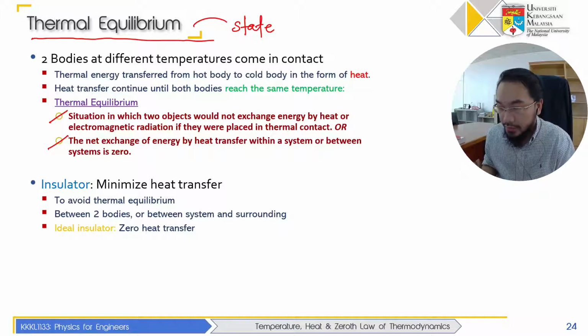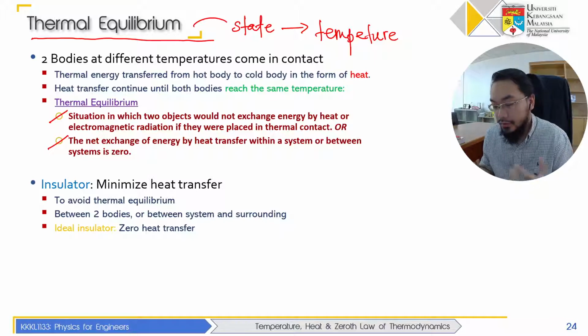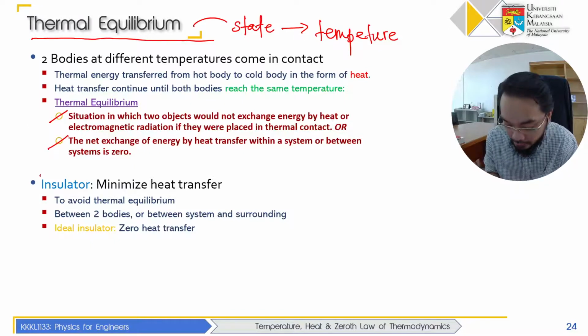That means that if two objects are at the same temperature, then they are in thermal equilibrium. So it is concerning the temperature. You need to look at the temperature to know whether an object, or a system, or two systems are in thermal equilibrium.